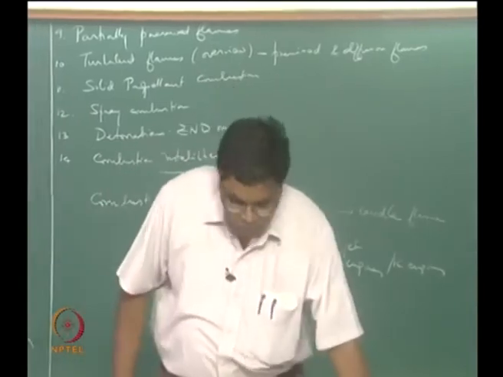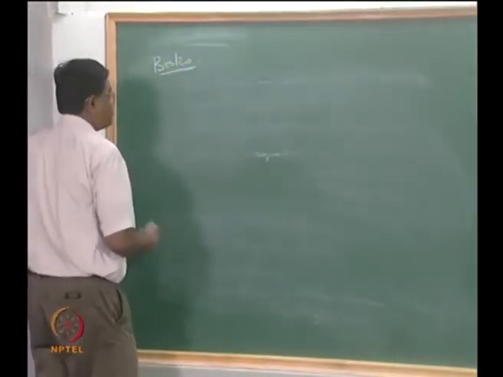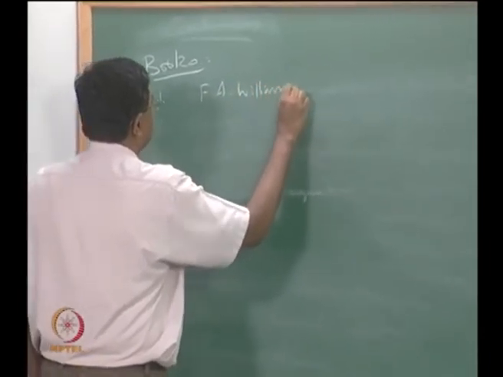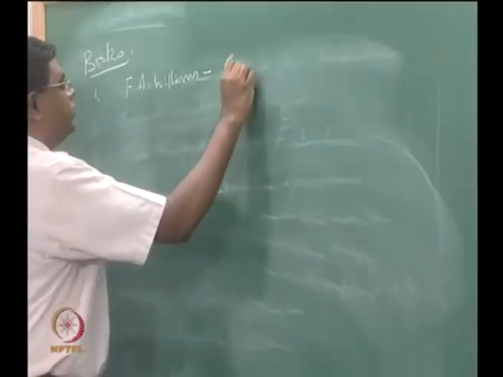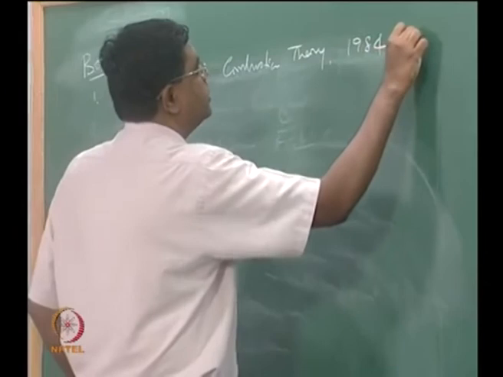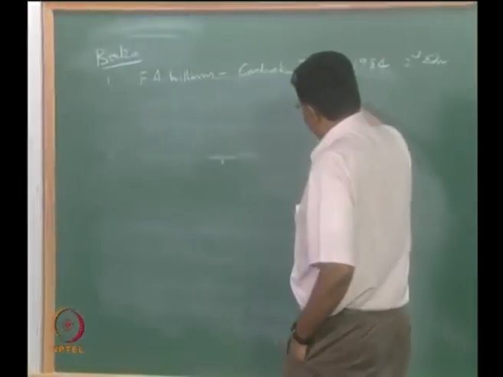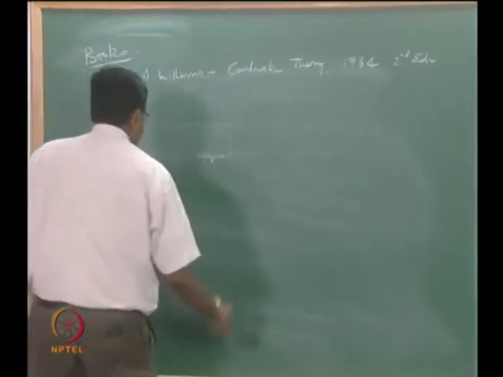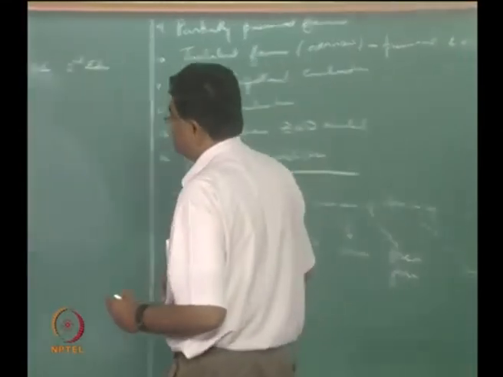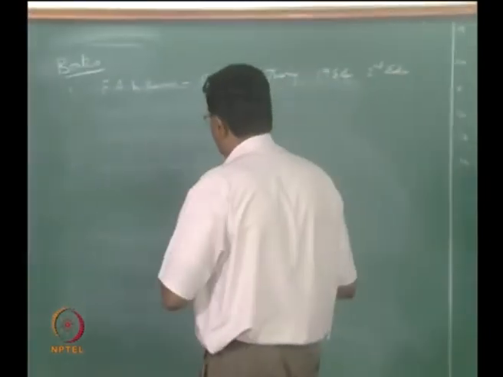I also want to talk a little bit about the books that we want to go through. The first book that I would obviously look at is Williams, Combustion Theory. I think the second edition came out in 1984. I'll give you the publisher details on the website that goes along with these videos. Williams is now the living father of combustion in some sense, because most advanced graduate students couldn't have escaped his textbook. It is a little bit dense and difficult to understand, but you have to work on it, and you will reap rich rewards once you do that.